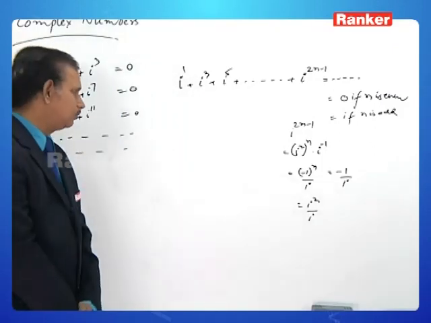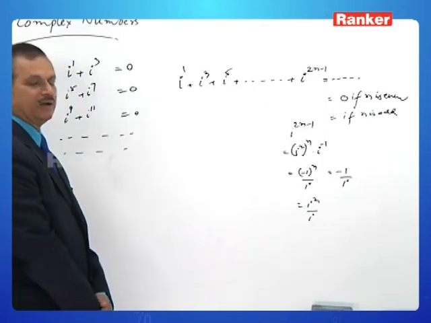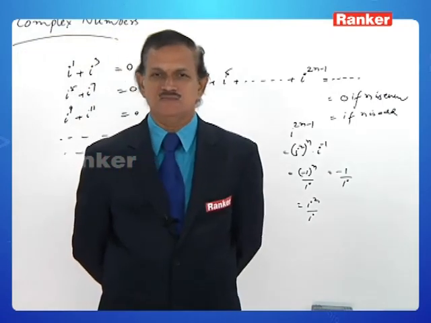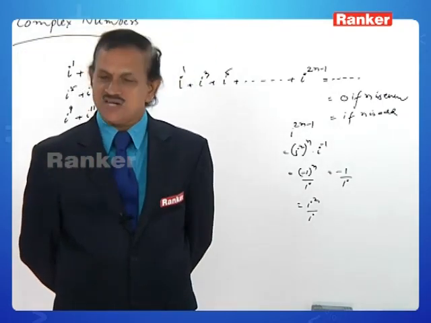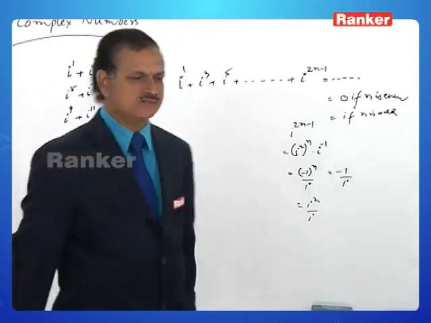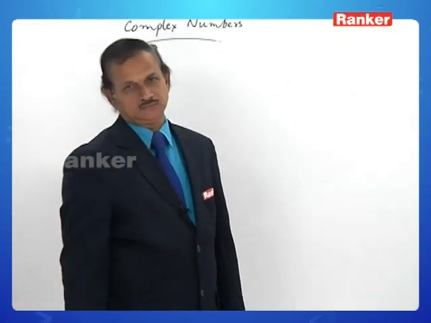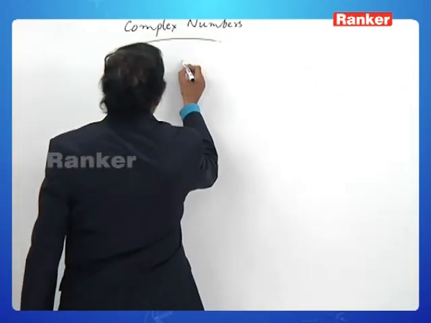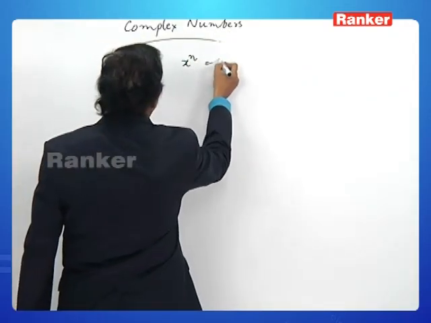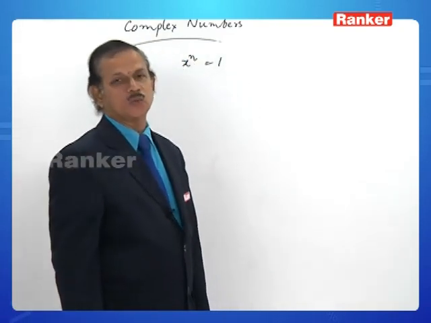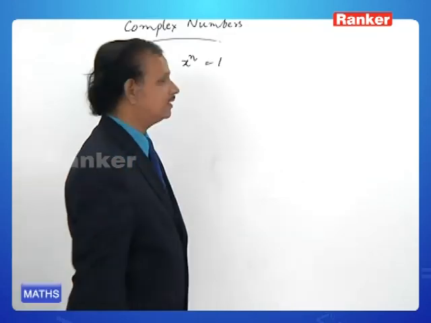You are supposed to keep these points in mind while simplifying things in which omegas and i's are involved. Yes. Now it is our turn to look at nth roots of unity. What are they? The roots of the equation x power n is equal to 1.